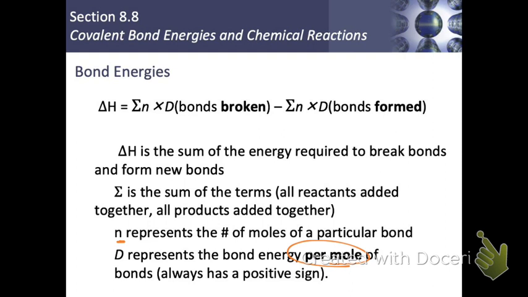So we're going to take bonds broken, that would be the reactants, minus the bonds formed, which would be the products. Would we agree with that? Reactants are breaking down, products are building up. So we take the reactants and all of their bonds that have been broken, and we're going to reform that into products.